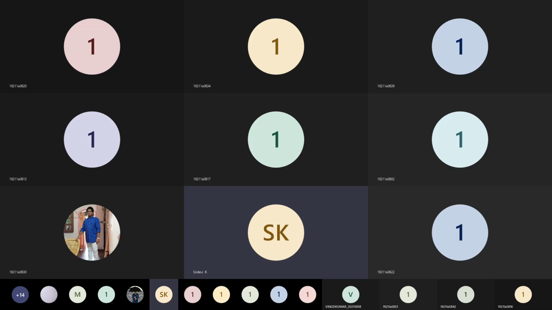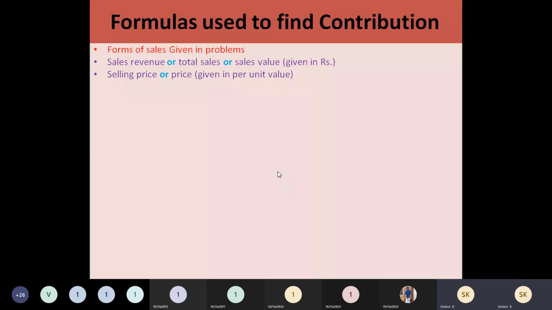So in mathematical representation, the first thing that you have to identify is contribution. Before that, I will give you this information. Sales is sales revenue, total sales. You will see sales value, which indicates that it is in rupees. If selling price appears in the problem, that indicates that it is per unit value.